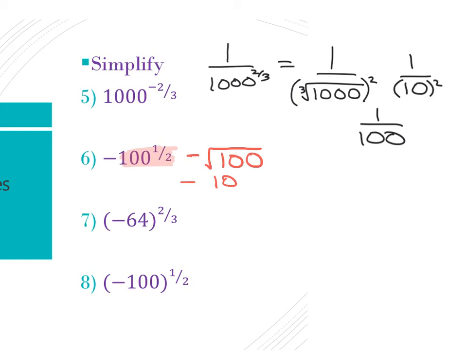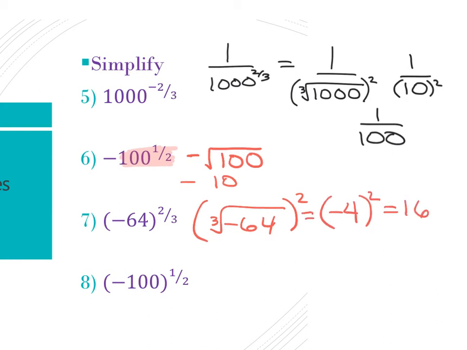Let me quickly do these last two. They'll be fast. We're finding the cubed root of negative 64 and then squaring it. Negative 4 squared is 16.